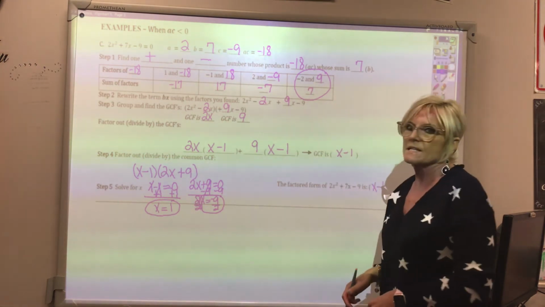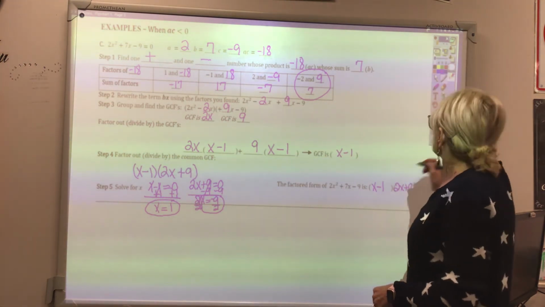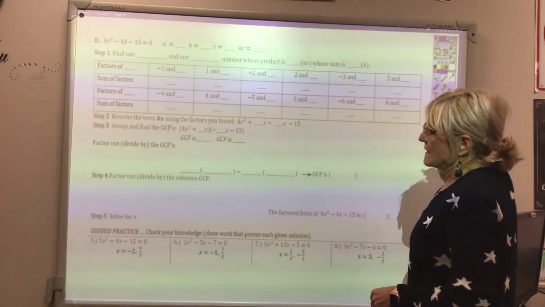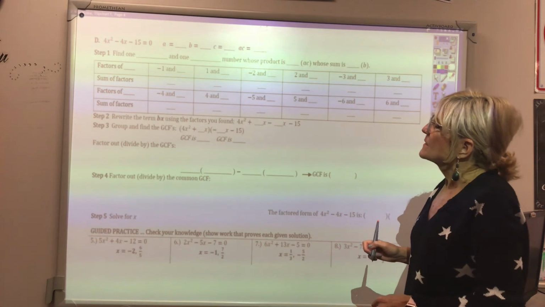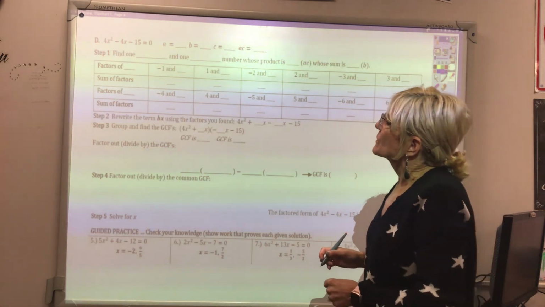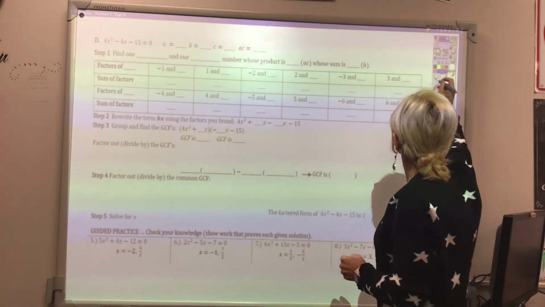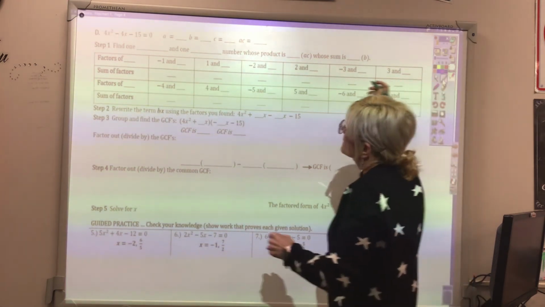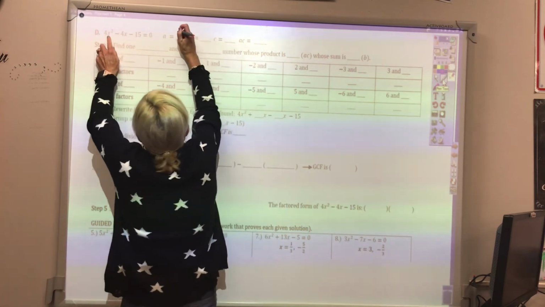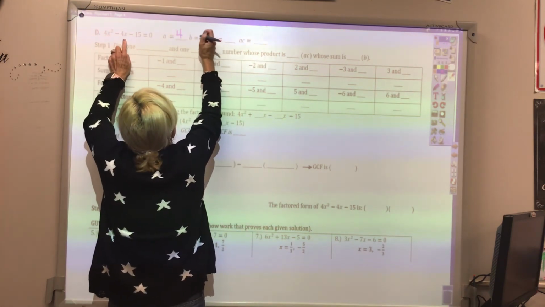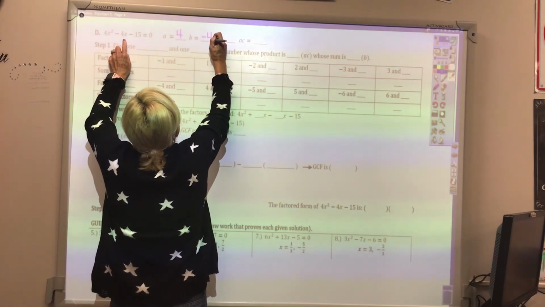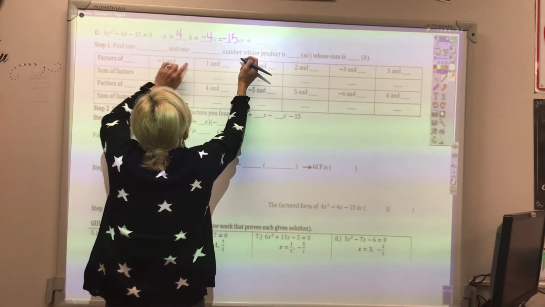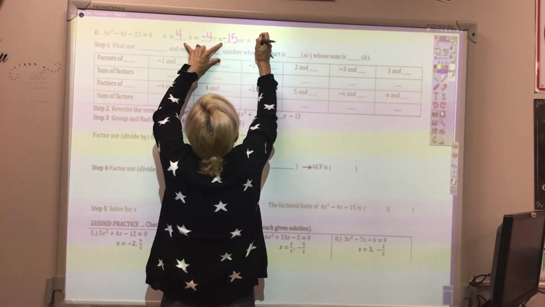Okay, there's example C. And example D. We're going to, again, always start with finding our A, B, C, and our AC. So our A is 4, our B is negative 4, our C is negative 15. A times C is negative 60.